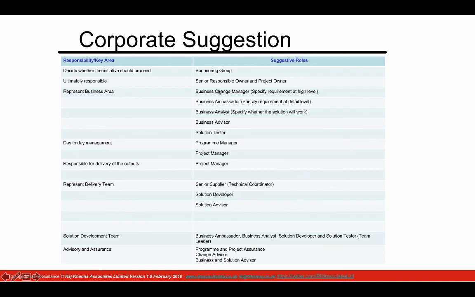But these roles can be combined if you've got a small department. The business change manager role can be combined with a business ambassador. And of course, if they understand the issues very well, they could also act as a business analyst. So if you're putting a new kitchen in, you're acting as the business change manager, you're also acting as a business ambassador, and you're also acting as a business analyst. So roles can be combined but never left out.